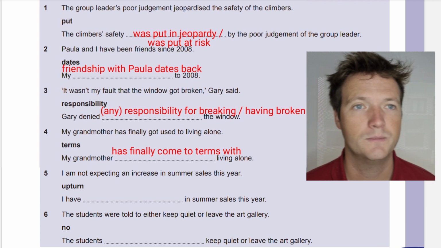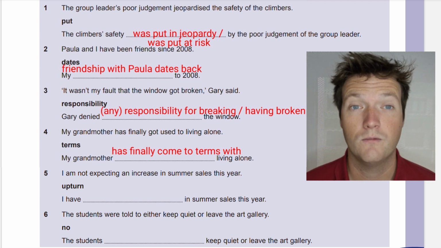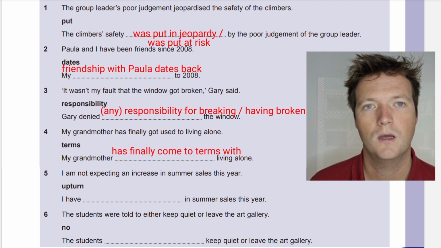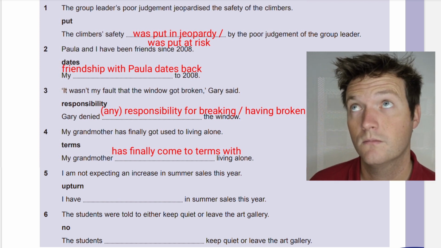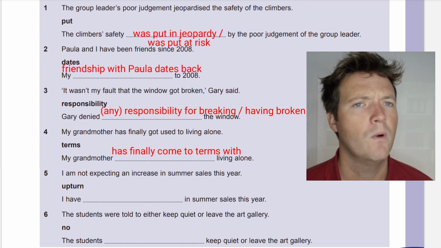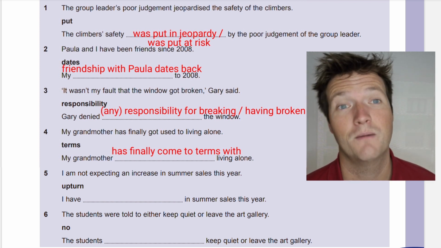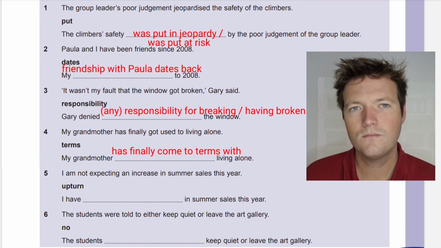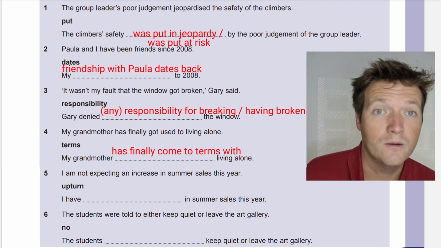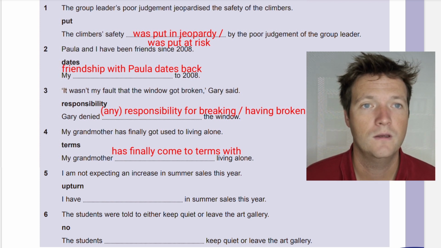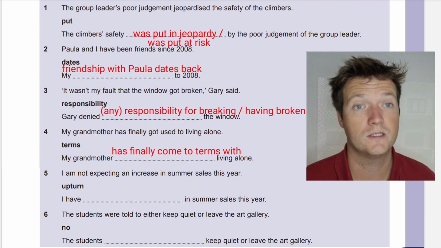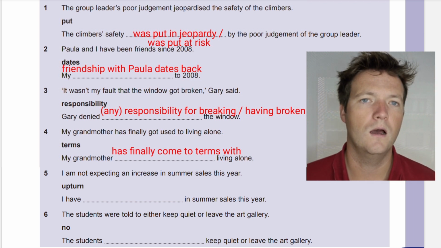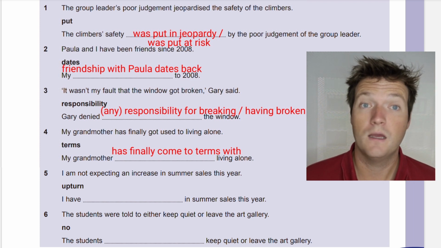Number 5. I am not expecting an increase in summer sales this year. I'm not expecting. Okay, so we've got the word upturn, which is, I think, similar to increase, really. But what changes about the sentence is it doesn't say I'm not expecting, right? It says I have. An upturn and an increase, I think, are the same thing in summer sales this year. So I think we're going to say an upturn in summer sales this year. That's going to stay the same. But I am not expecting.